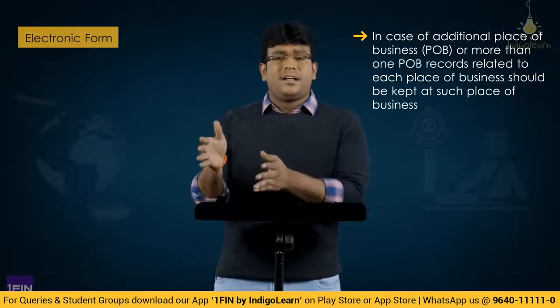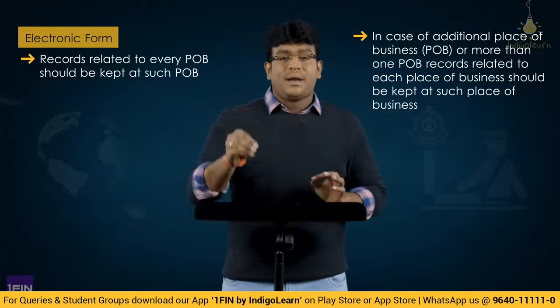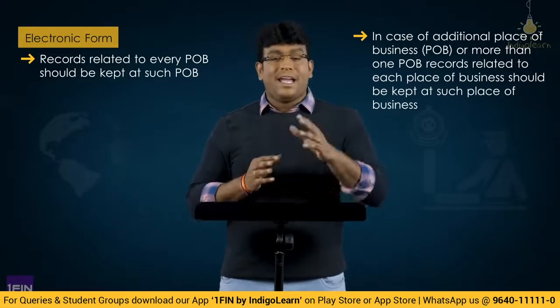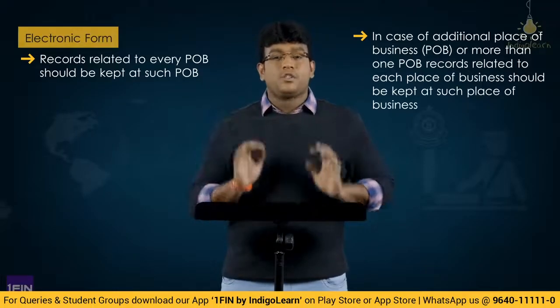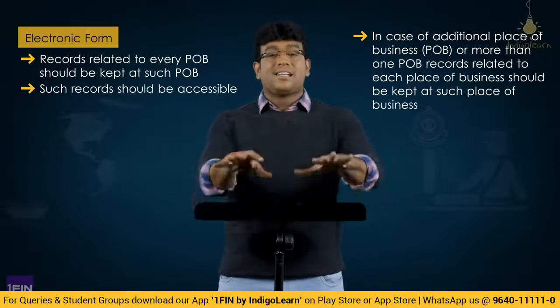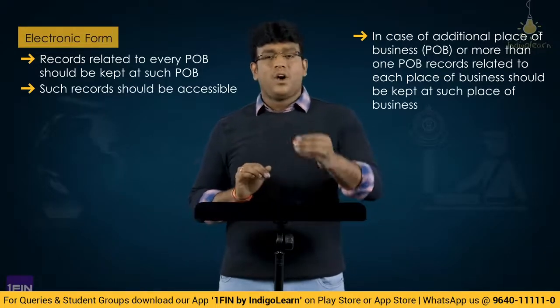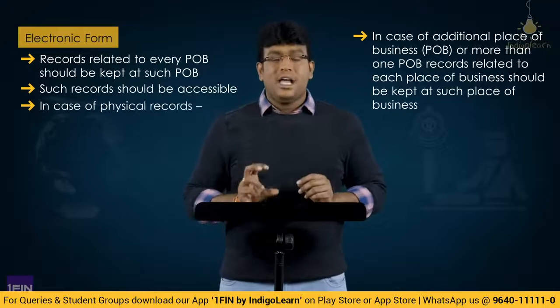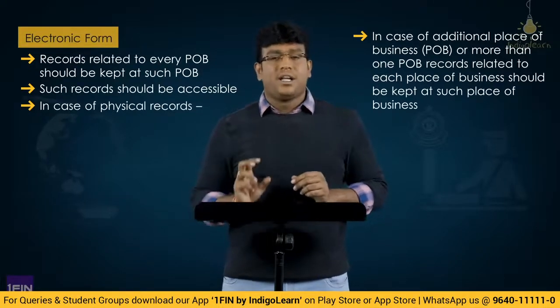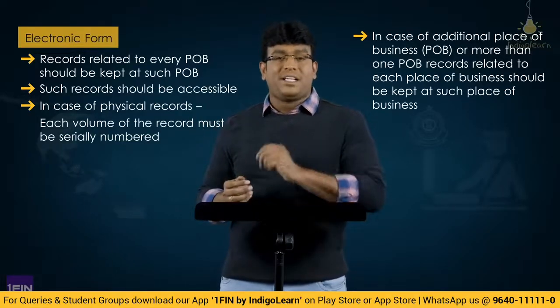For that reason, the language given in the law is that where the records are maintained in physical form, records related to every place of business shall be kept at such place of business. However, if records are maintained in electronic form, then at every place of business those records should be accessible. That means at that place of business you should be in a position to sit and access that electronic record. That is sufficient. And if the records are maintained manually as physical records, then each volume of that record should be serially numbered so that it can be verified properly and effectively.